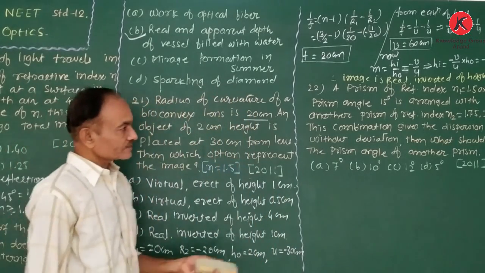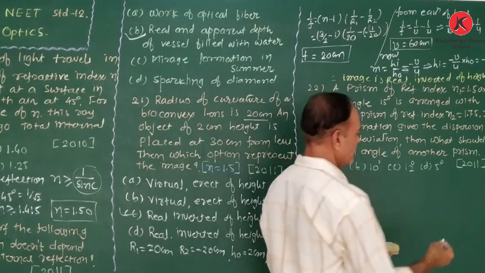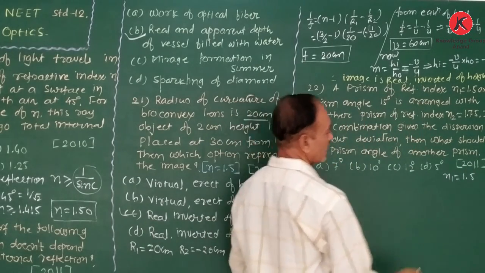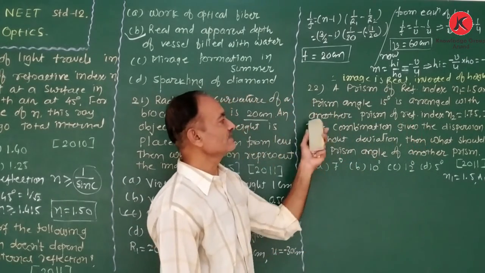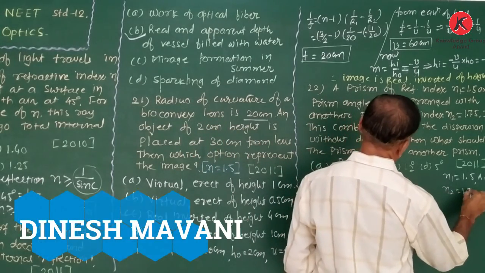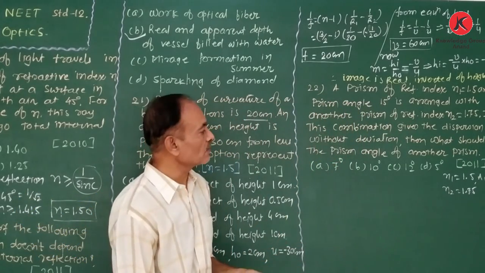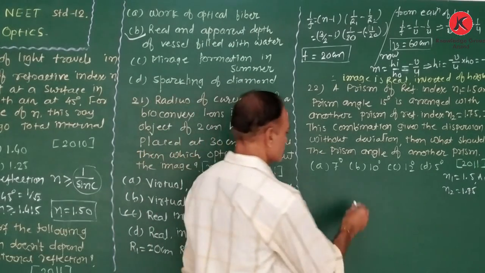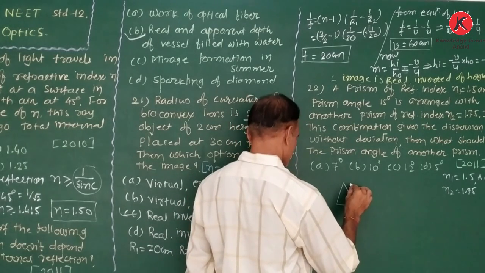Now next is a prism of refractive index n1 is equal to 1.5 and prism angle A1 is equal to 15 degrees. It is combined with another prism of refractive index n2 is equal to 1.75. This combination gives the dispersion of light without deviation. That means the two prisms are arranged in this manner. One and second is just direct.